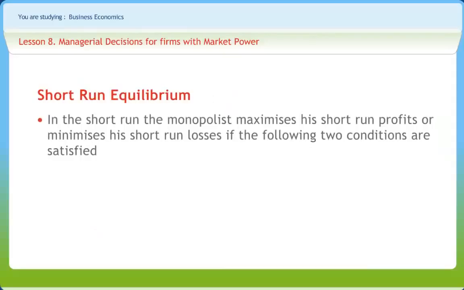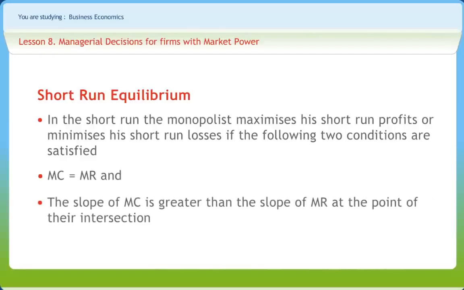In the short run, the monopolist maximizes his short-run profits or minimizes his short-run losses. Essentially, two conditions must be satisfied: MC is equal to MR, and the slope of MC is greater than the slope of MR at the point of their intersection. In the short run, a monopolist has to work with a given existing plant. He can expand or contract output by varying the amount of variable factors, but working with a given existing plant. Maximization of profit in the short run requires the fixation of output at a level at which marginal cost with a given existing plant is equal to the marginal revenue.